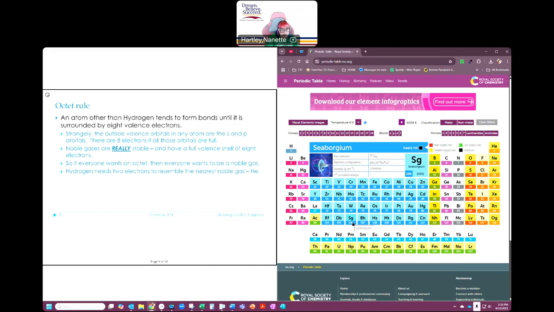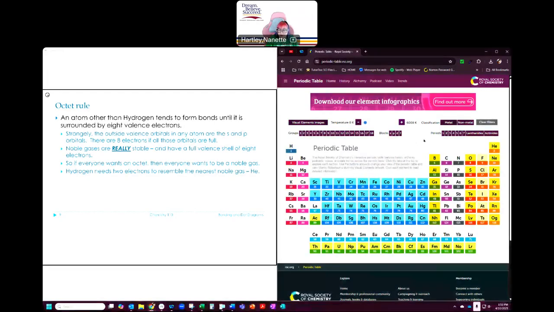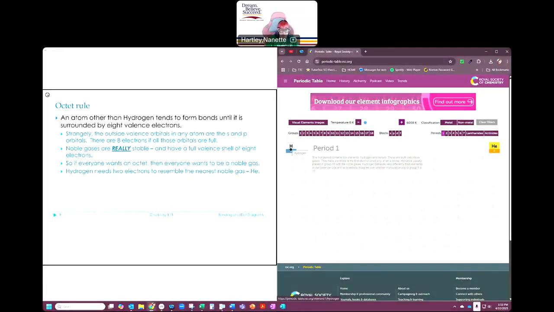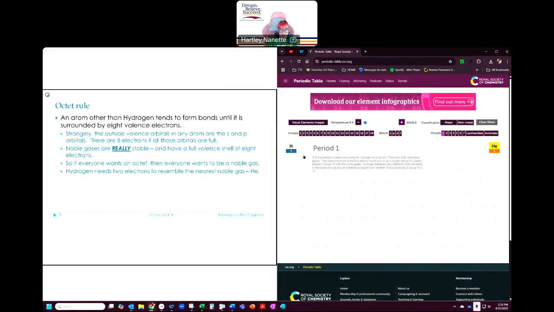Okay? So again, trying to always get to that octet. Now, not everything can get to an octet. The guys in this first row are not able to do that because they don't have space for it. They only have the ability to have 2 electrons. So they're looking for what we call a stable duet. They want to be like their nearest noble gas, which is helium. They only need 2 electrons, so they are called a stable duet. So that's a slightly different scenario.